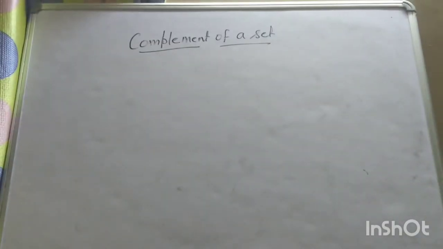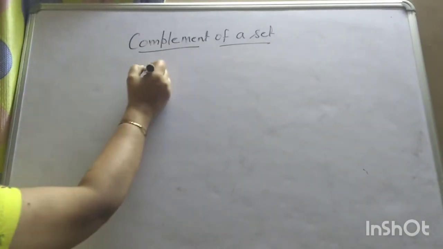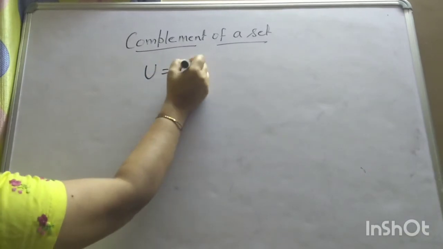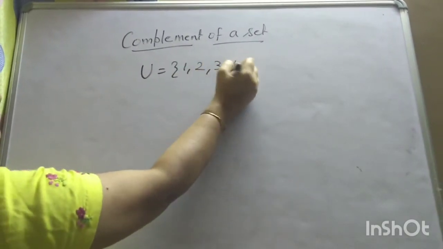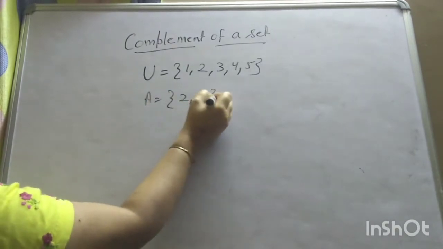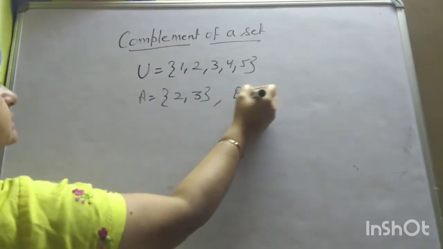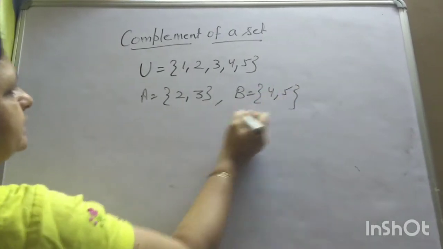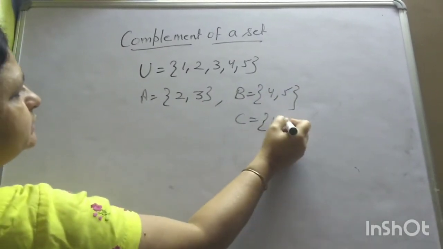Now, what is the complement of a set? Let universal set be {1, 2, 3, 4, 5}. Set A is {2, 3}. Set B is {4, 5}. C is {1, 3, 4}.